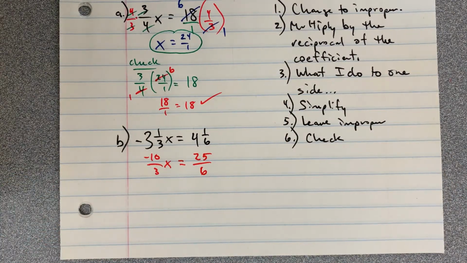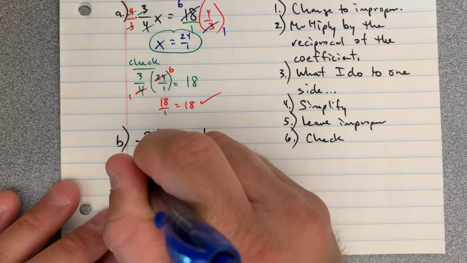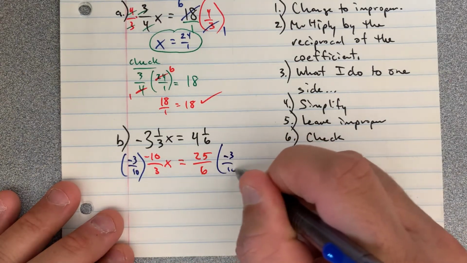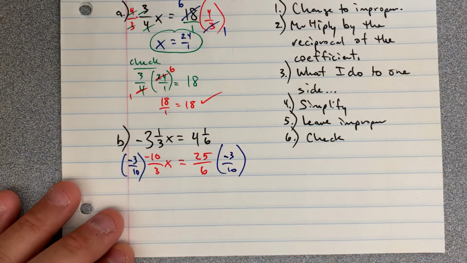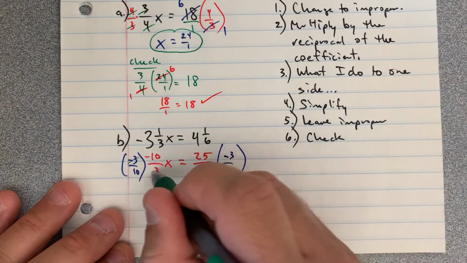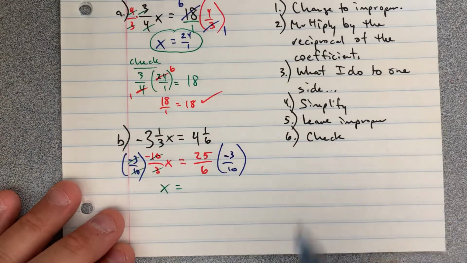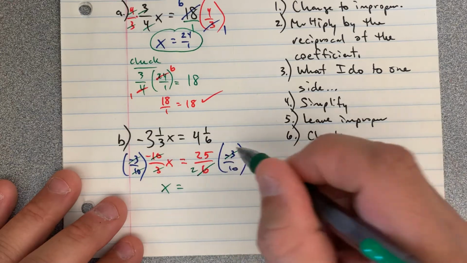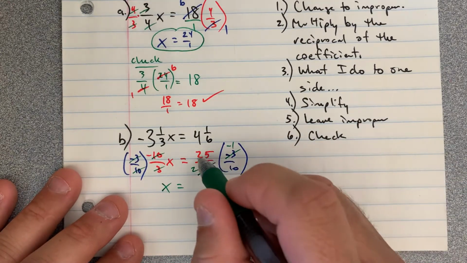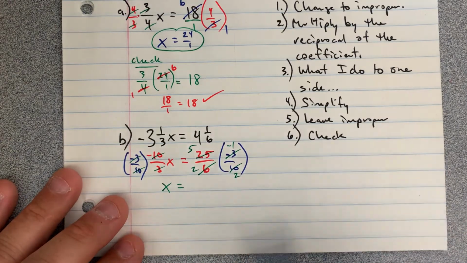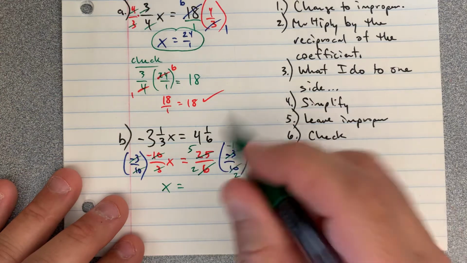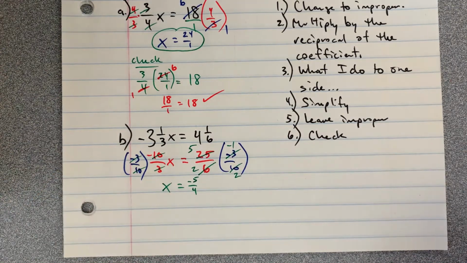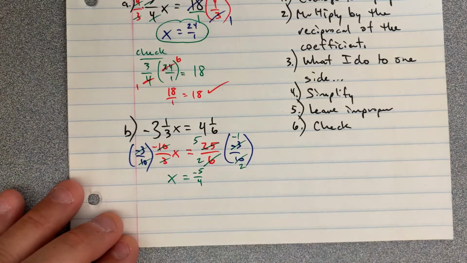So my coefficient is -10 over 3, so I'm going to multiply by -3 over 10. I always leave my negative with the numerator. What I do to one side, I do to the other. I need to simplify. Well, these cancel, I'm left with x. On the right side, I got a lot of things I can work with here. The 6 will become a 2. The -3 is -1. 25 divided by 5 is 5. 10 divided by 5 is 2. So if I multiply across, 5 times -1 is -5. 2 times 2 is 4. -5 over 4.